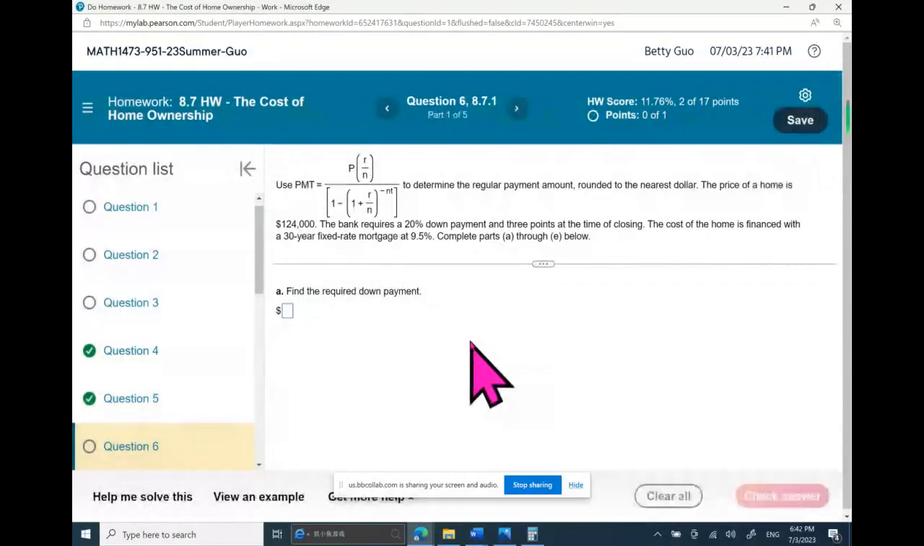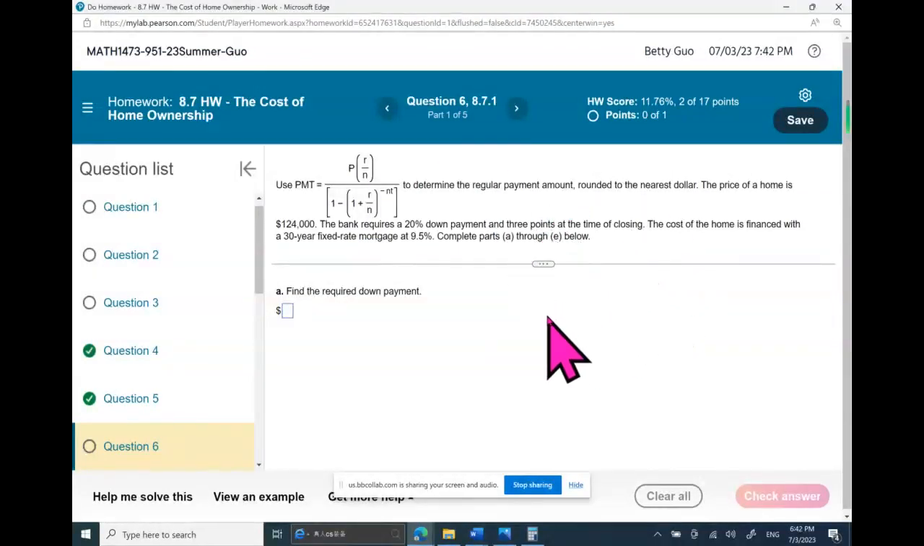Question number 6. Use the formula. We saw this formula multiple times in previous sections, right? That's the formula we use to calculate the monthly payment for the car loan. It's the same formula we use to calculate the monthly payment for the home mortgage. And by the way, in the formula, the P here is the loan amount. It has nothing to do with principal or whatever, okay? It is the loan amount, or present value of the loan.